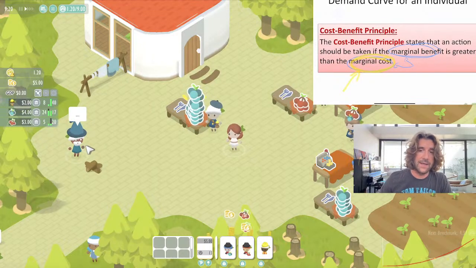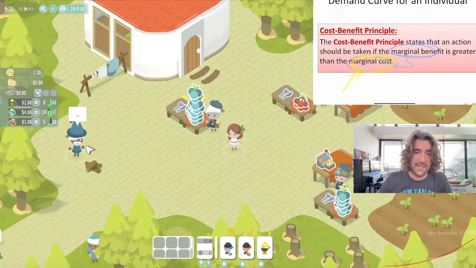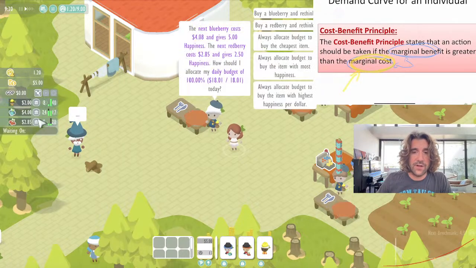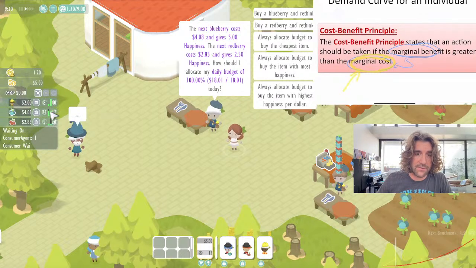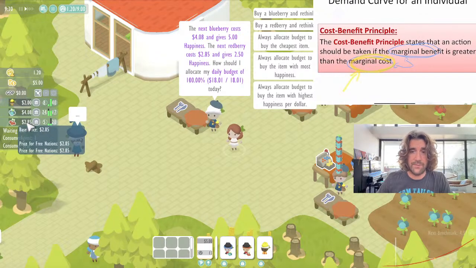So you would expect the market to respond to this excess demand and supply by actually changing the prices a little bit, and that's exactly what's happening here. The price of blueberries has gone up a little bit in order to reduce demand and increase supply, and the opposite happened to red berries.